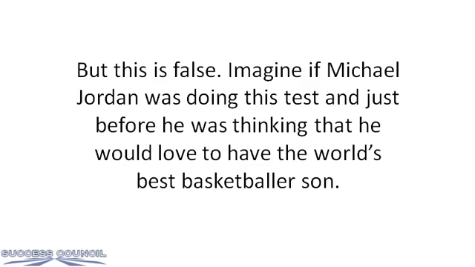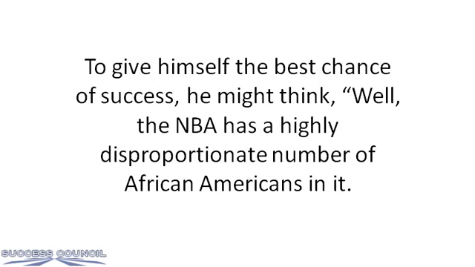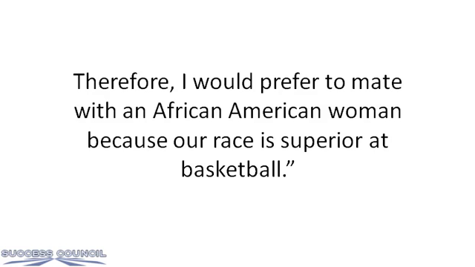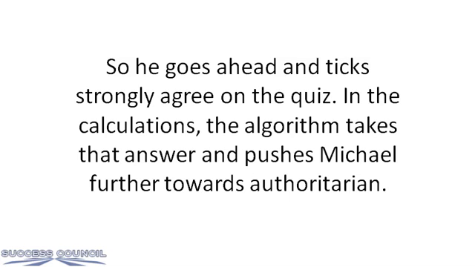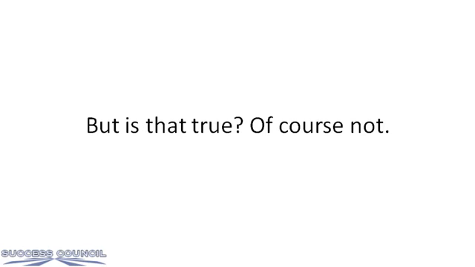But this is false. Imagine if Michael Jordan was doing this test, and just before he was thinking that he would love to have the world's best basketballer son. To give himself the best chance of success, he might think, well, the NBA has a highly disproportionate number of African Americans in it. Therefore, I would prefer to mate with an African-American woman because our race is superior at basketball. So he goes ahead and ticks strongly agree on the quiz. In the calculations, the algorithm takes that answer and pushes Michael further towards authoritarian. But is that true? Of course not.